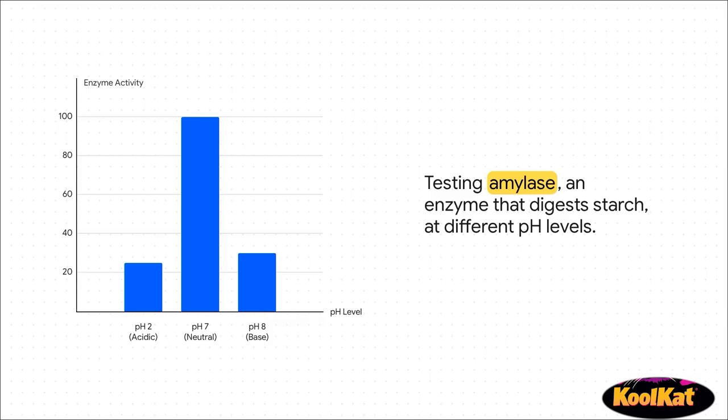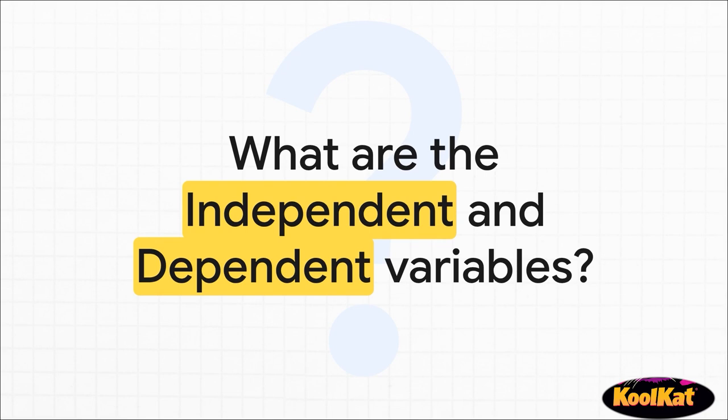It's pretty obvious, right? There's this huge spike in activity right in the middle at a pH of 7. Now, here is a question that pops up on pretty much every science test ever. They want to know if you can tell the difference between the independent and dependent variables. In other words, what did the scientists change on purpose, and what was the result they measured?